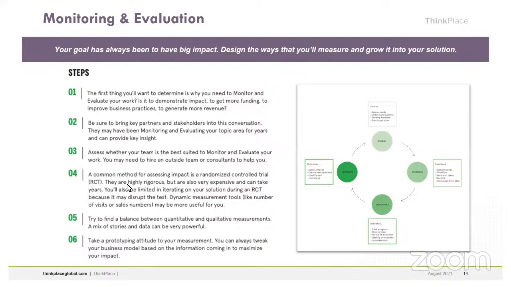M&E is a very important process. It helps you get feedback. It helps you see the outcomes. It helps you get the indicators. It helps you get the stories. And that's what's very key when it comes to M&E. And this is the end.